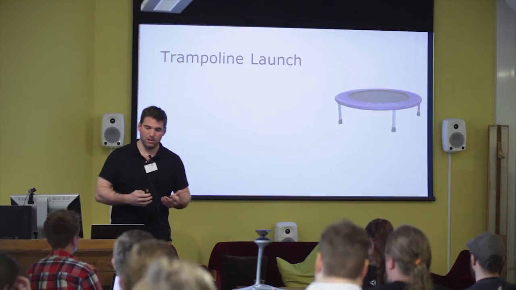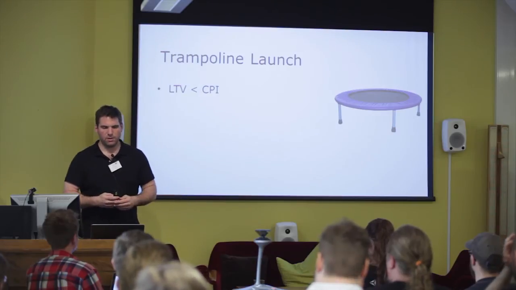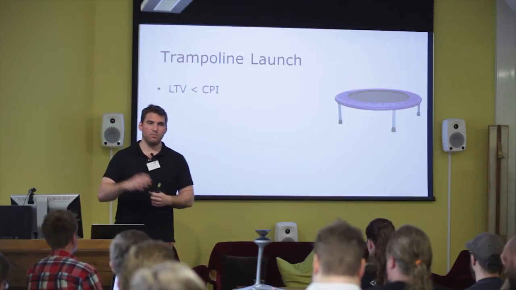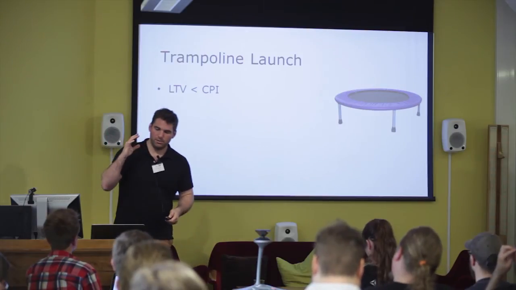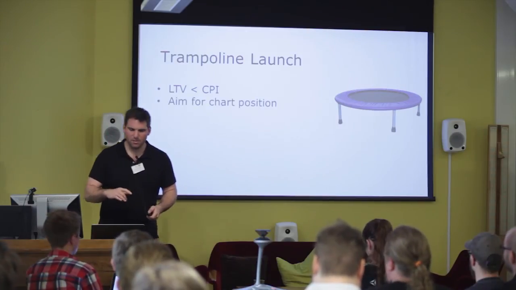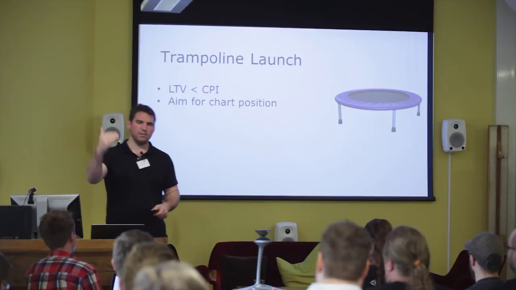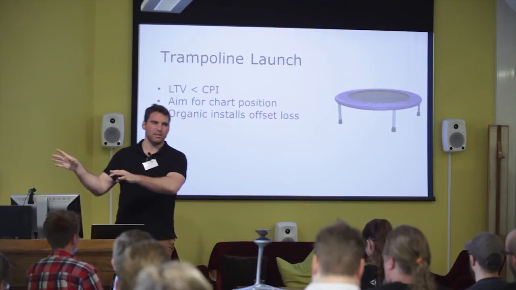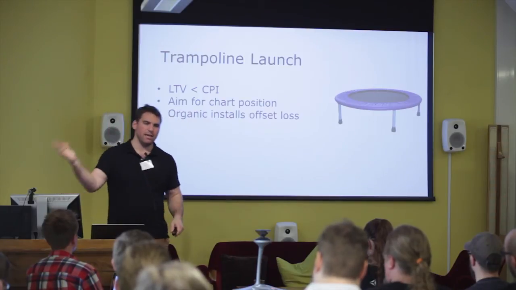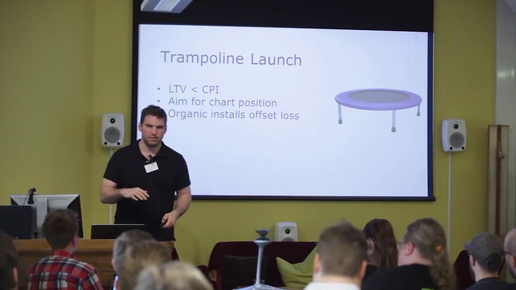And then what is a trampoline launch? Well, we throw all that out the window. We say LTV can be less than CPI. We might pay more on a per user basis than LTV, but we aim for a chart position, right? We try to get a top 10 downloaded chart position. Then we know that the organic installs that we get from that chart position will offset some of the loss we made on a per user basis.